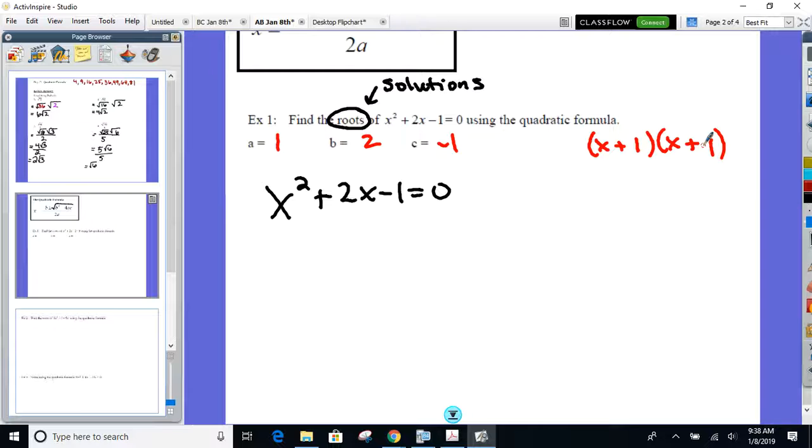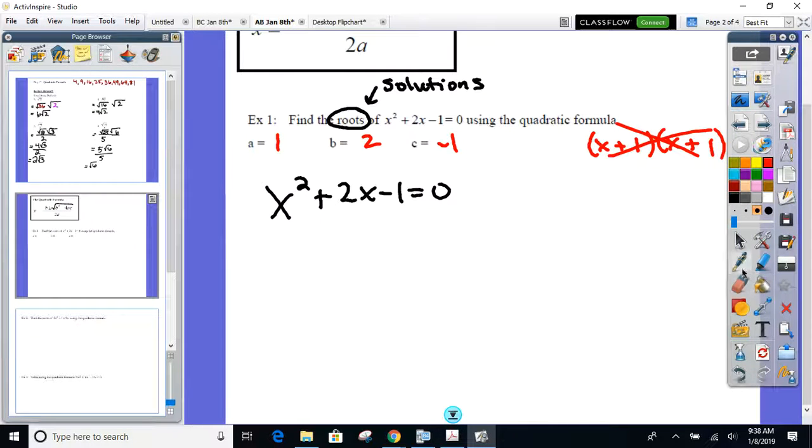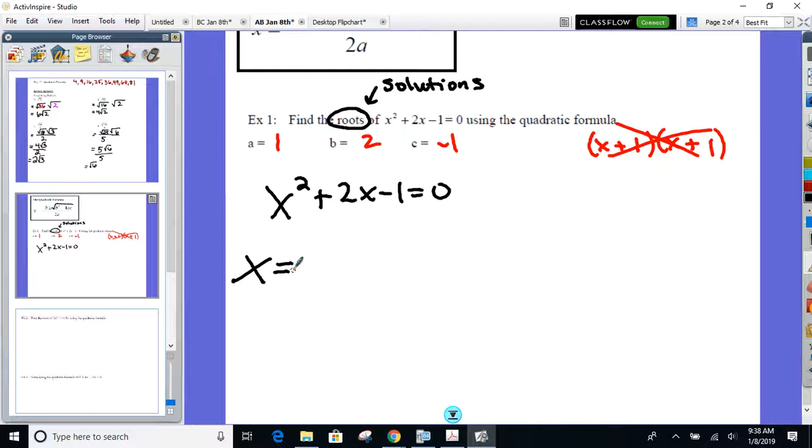So does everyone see you cannot factor this? So this is why I'm forced to use this quadratic formula to solve it. Good? Everyone see why I can't factor it? No good. Doesn't add to 2, doesn't multiply to -1. Quadratic formula. Here we go. X equals. Let's start. -b. What was my b value? 2. So it's going to be -2 plus or minus square root.